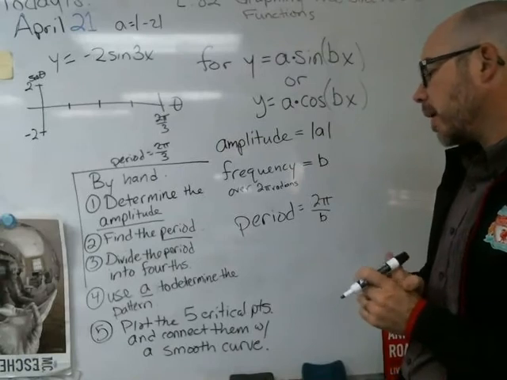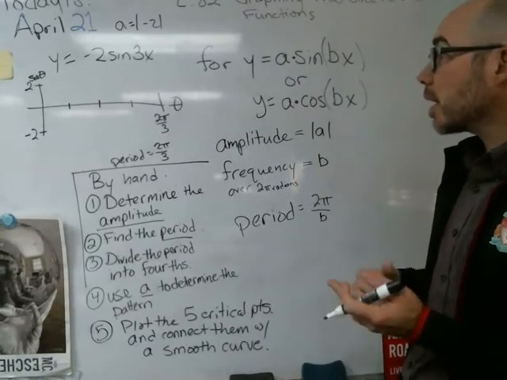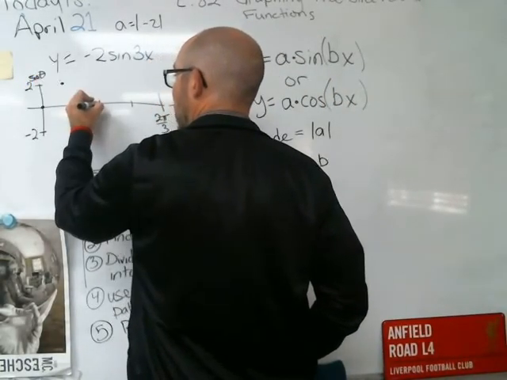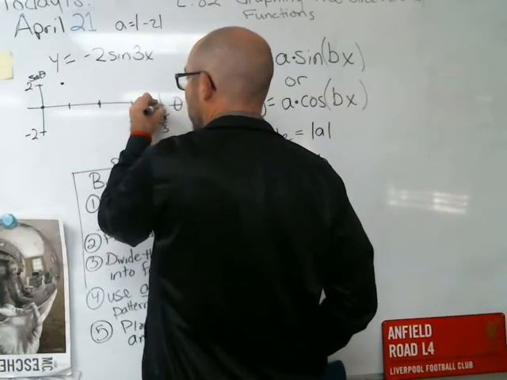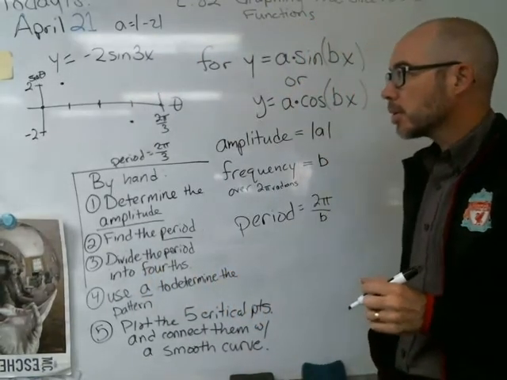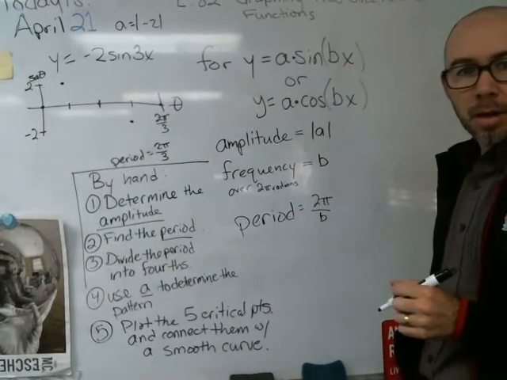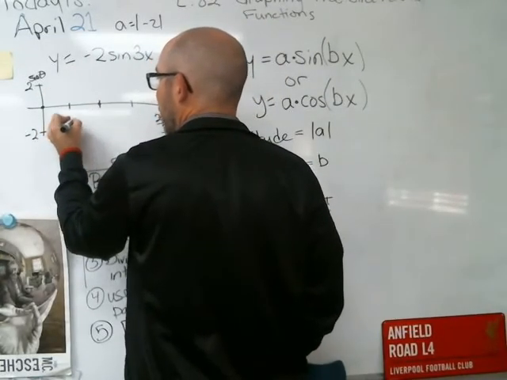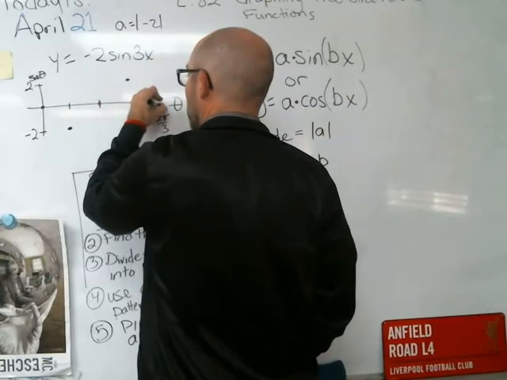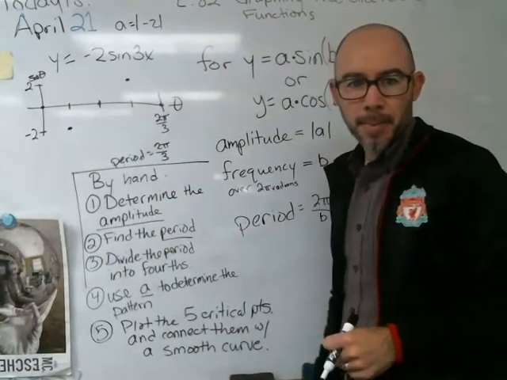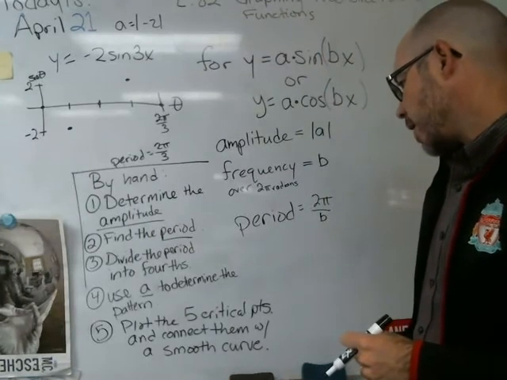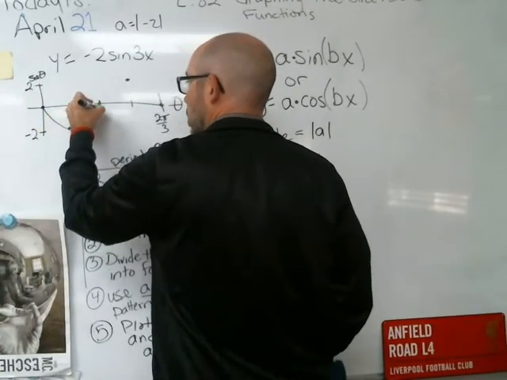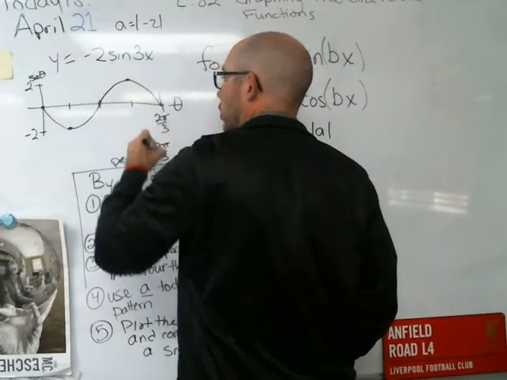Use a to determine the pattern. Okay, so this is sine. Where does sine start? Sine starts right here. And then it goes up, back to the middle, down, and then finishes. Those are going to be the values, or that's the shape of the thing. Oh, it's -2. So actually, you can switch these. It goes down first, and then up, and then back to the middle, because it's flipped upside down. And then plot the 5 critical points and connect them. All right, there's 1, 2, 3, 4, 5.